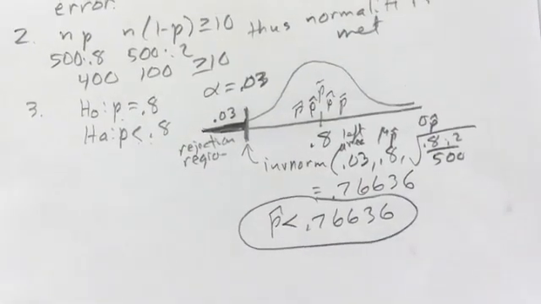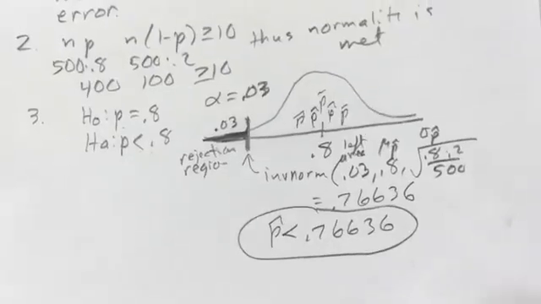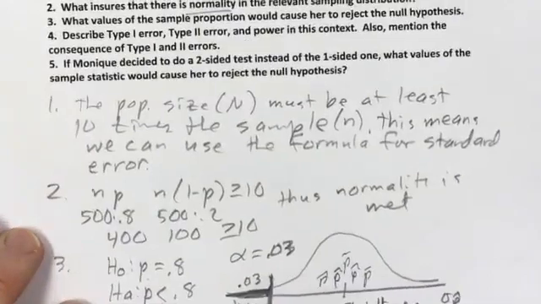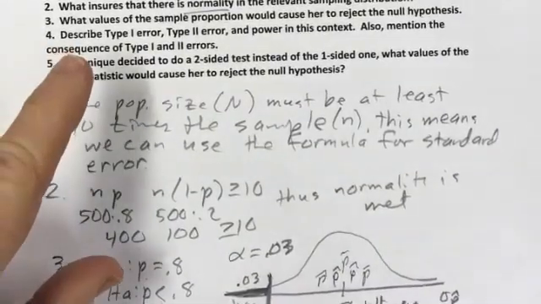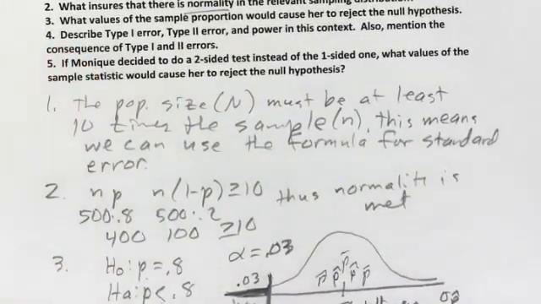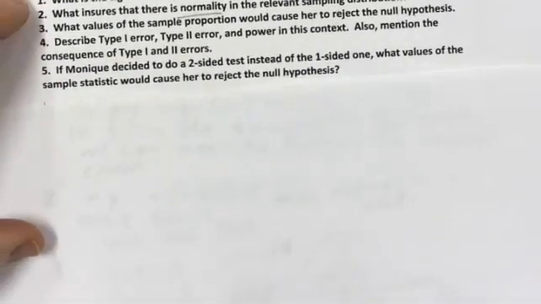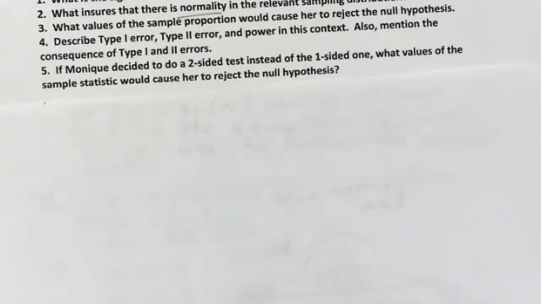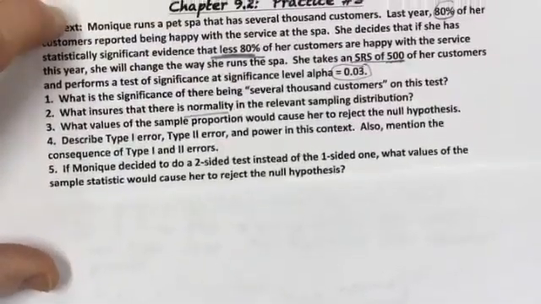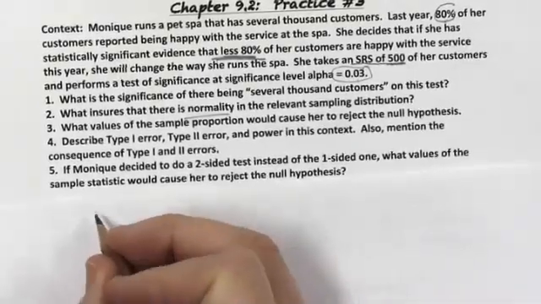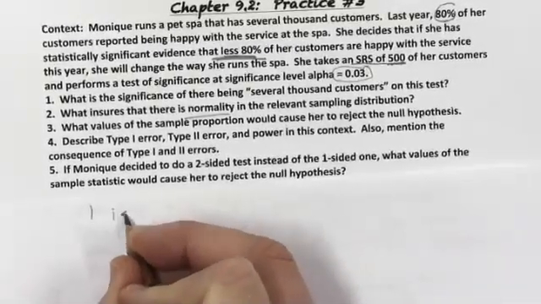All right, great. So that's that. Now let's look at number 4. It says, describe type 1 and type 2 error and the power in the context of the question. Whenever I'm asked about type 1 and type 2 error, this is what I do. Before I even look at the problem, I immediately write this down. 1 is hot.